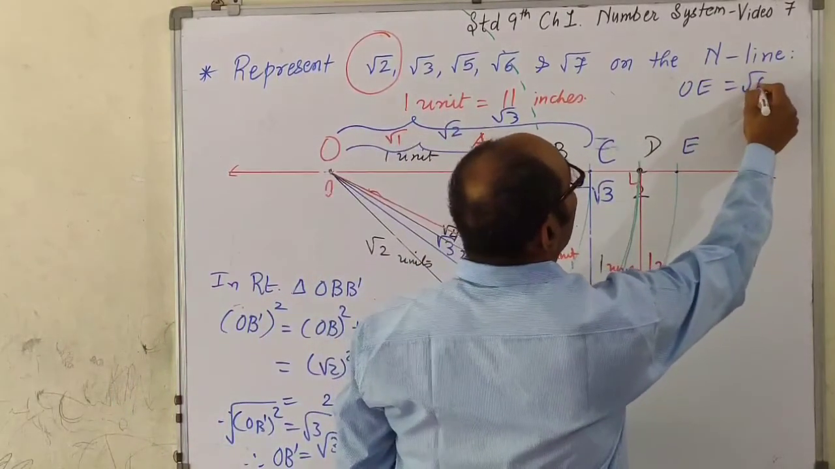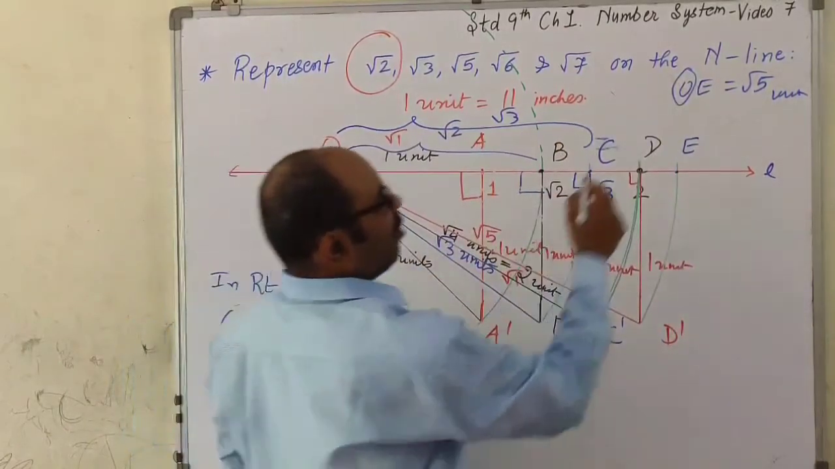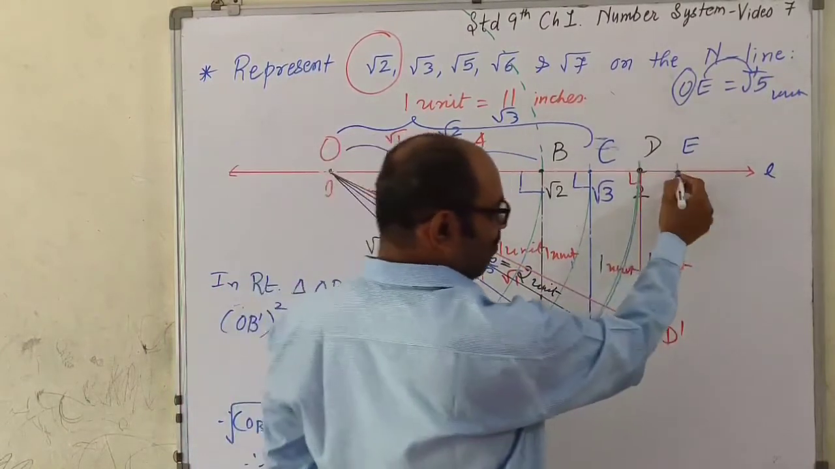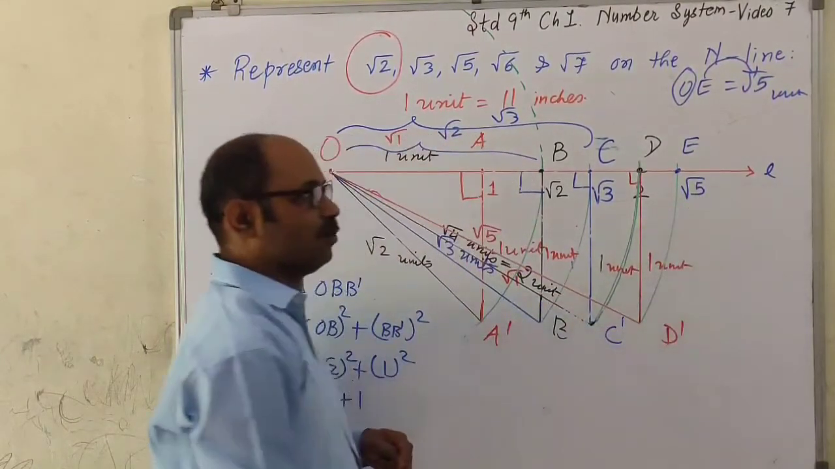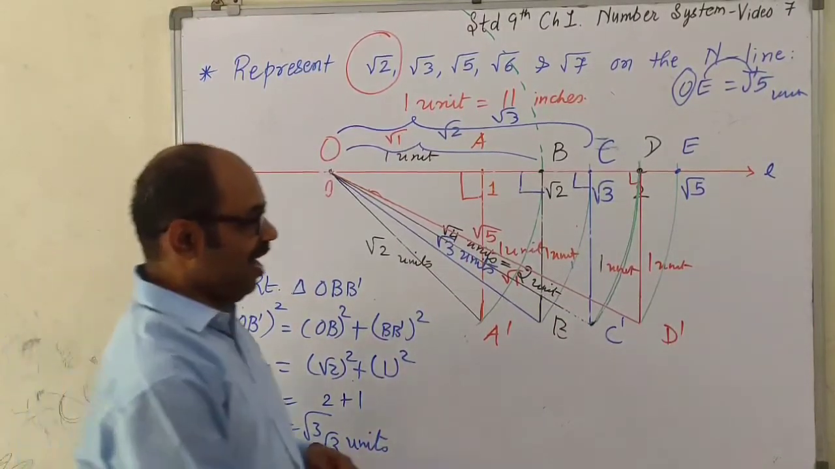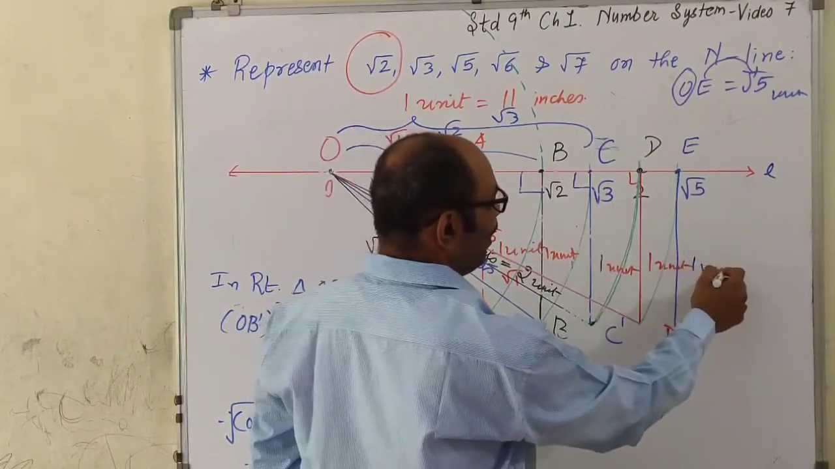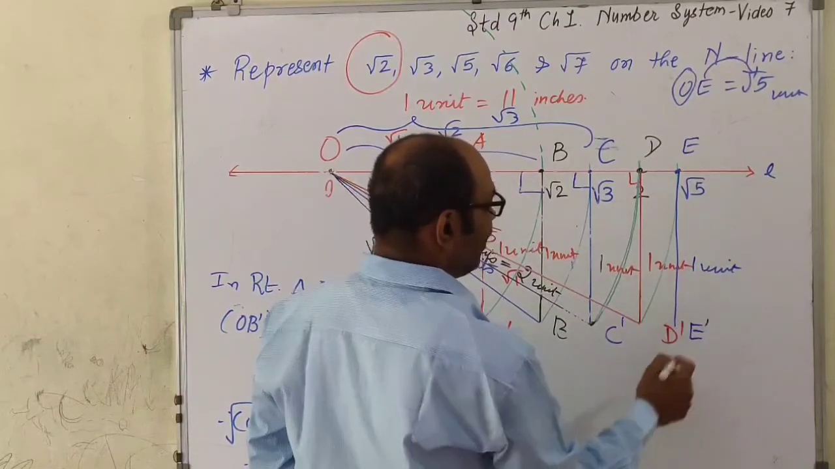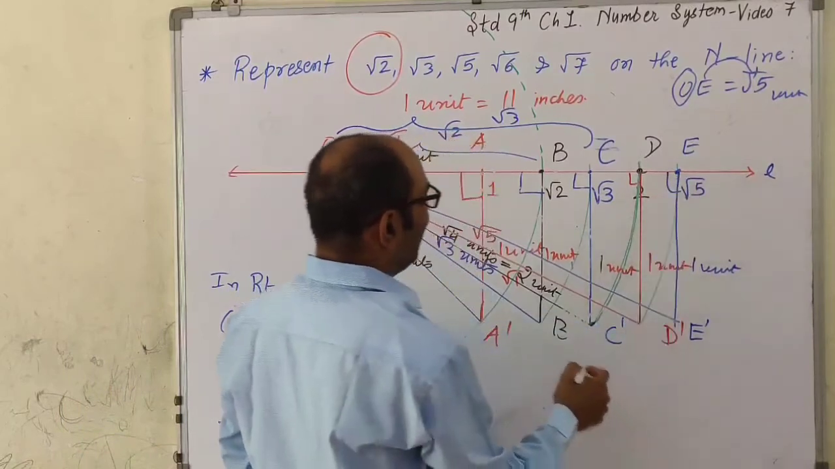OE is √5 units. Now O is origin corresponding to 0. So E should correspond to √5. So the real number corresponding to E, the irrational number corresponding to E, is √5. So you got √5. Like that, you draw a perpendicular here, 1 unit. I'm drawing directly. This is E dash. Draw this hypotenuse. Don't forget this right angle.